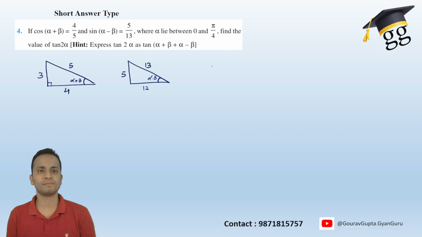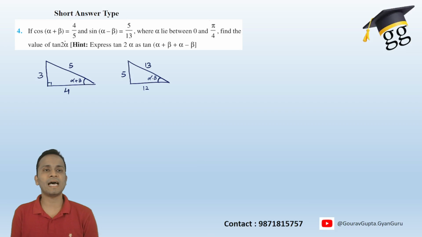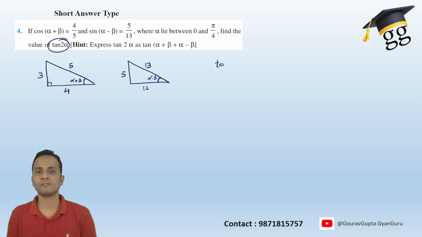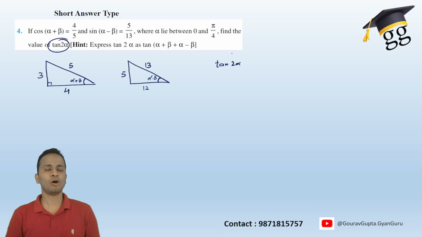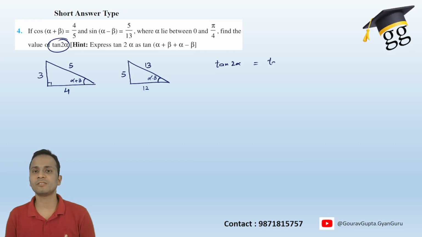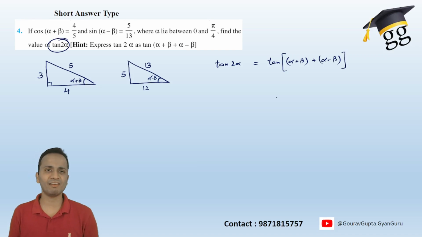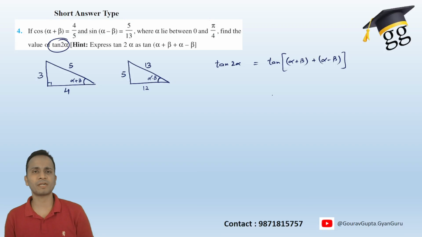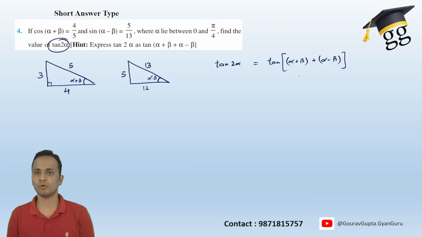So now I have this triangle. I have to find out the value of tan 2 alpha. You can pick it from the hint. Also, common sense: all the values are given in the form of alpha plus beta or alpha minus beta, so we'll have to introduce beta in some manner. So I'll write 2 alpha as alpha plus beta plus alpha minus beta. Basically what I have done is I have added beta and subtracted beta in 2 alpha, so I have done plus minus beta.